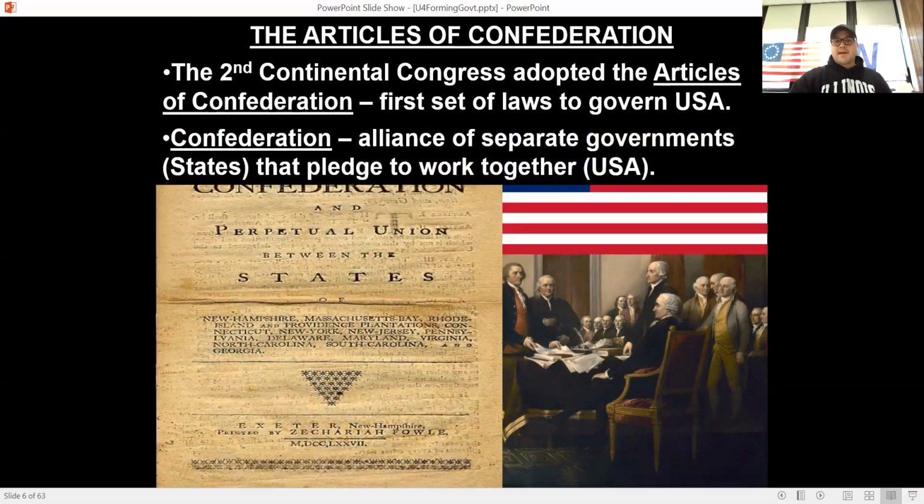Now it's time for us to break down what the Articles of Confederation mean. A simple definition for confederation is an alliance of separate governments, which will be these individual states that pledge to work together to keep the United States successful. One of the big things we'll look at as we get closer to the end of this lecture is that all the state governments are going to have a lot more power than the national or federal government, something they all really wanted, especially after dealing with the monarch King George III.